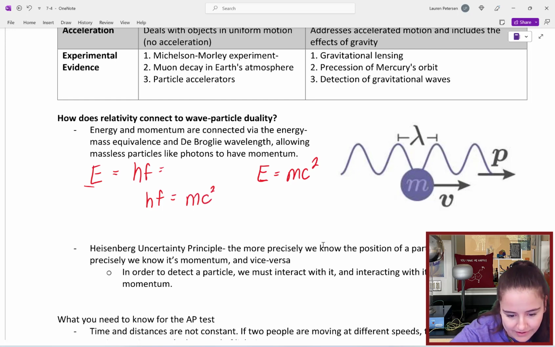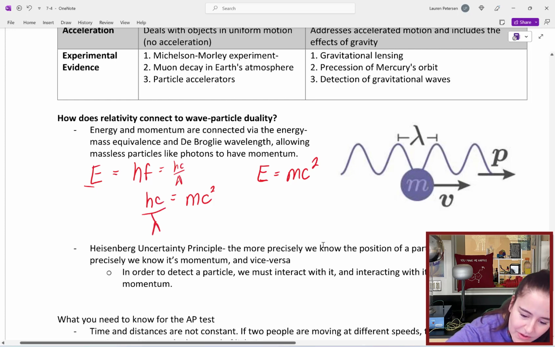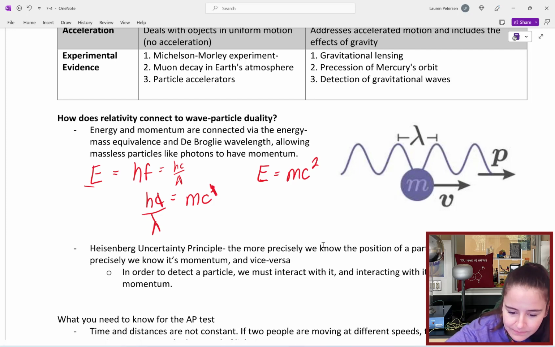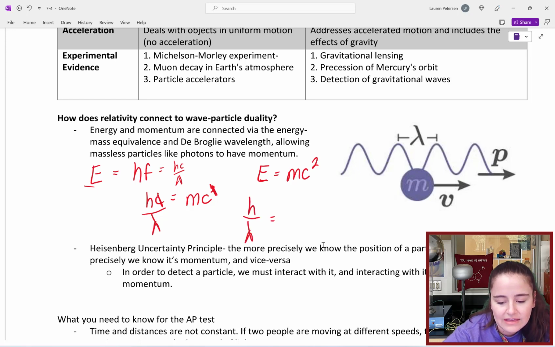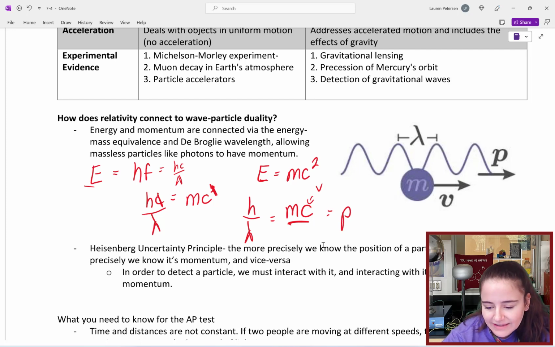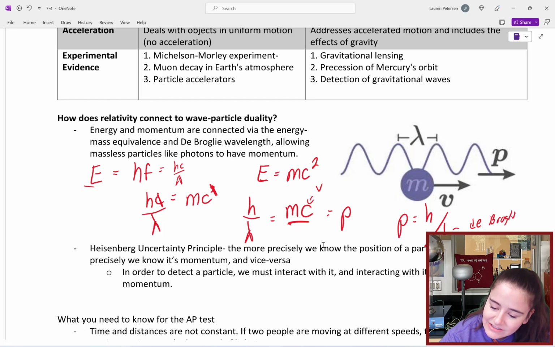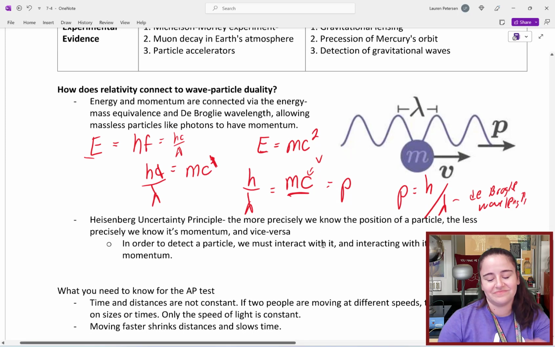Actually, I was right, I was going to use the hc over lambda. Because then with the frequency, we can see the c squared cancel out with that, and leave just one c. And then we have h over wavelength equals m times c. And hey, what do you know? That is a velocity. Mass times velocity equals momentum. So we get that the momentum of a photon equals h over wavelength, where that is the de Broglie wavelength when we apply it to particles.